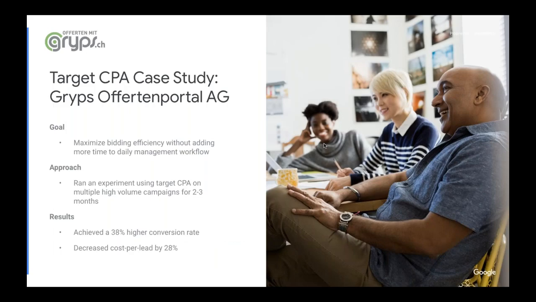Also in this case, a success story by Grips Offer 10 Portal AG. This client wanted to maximize bidding efficiency without adding more time to the daily management workflow. They ran an experiment using target CPA on multiple high-value campaigns for 2-3 months. We'll talk about experiments later. And they managed to achieve a 38% higher conversion rate and decrease the CPA by 28%.